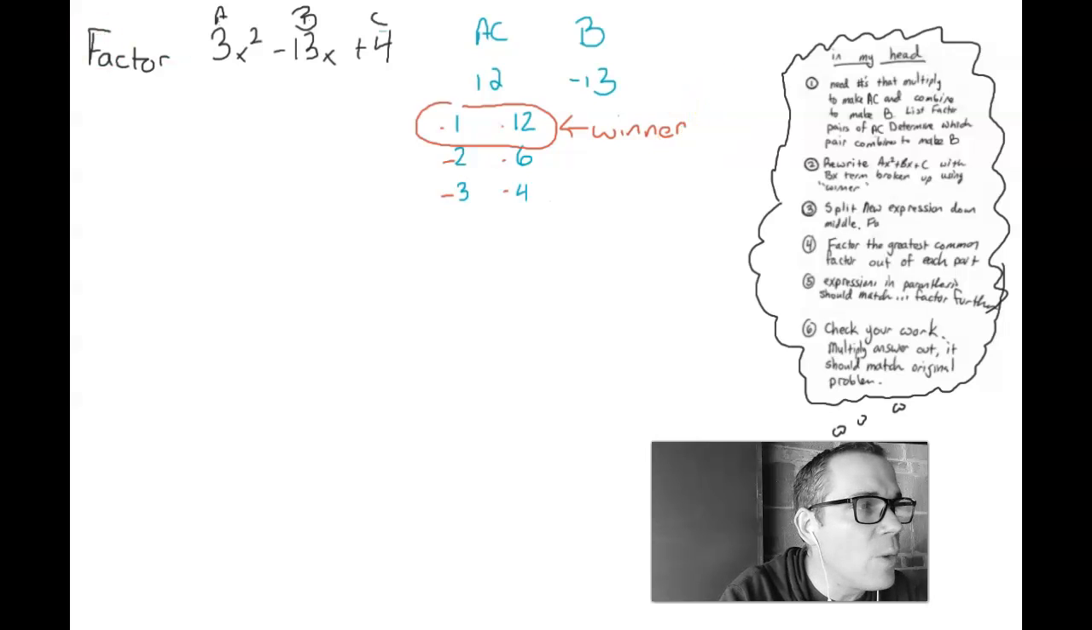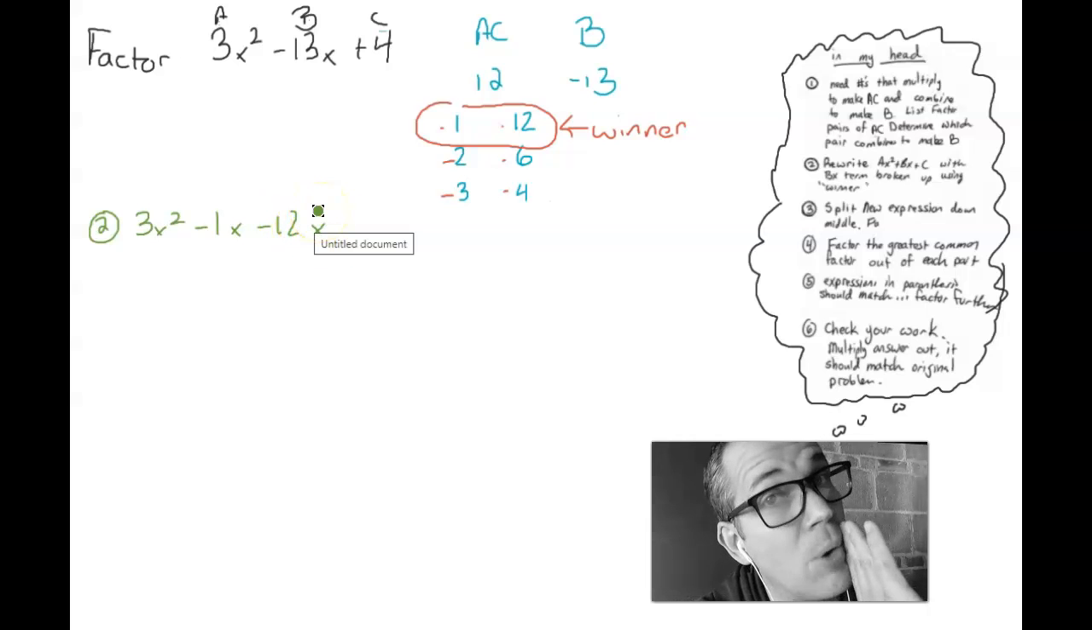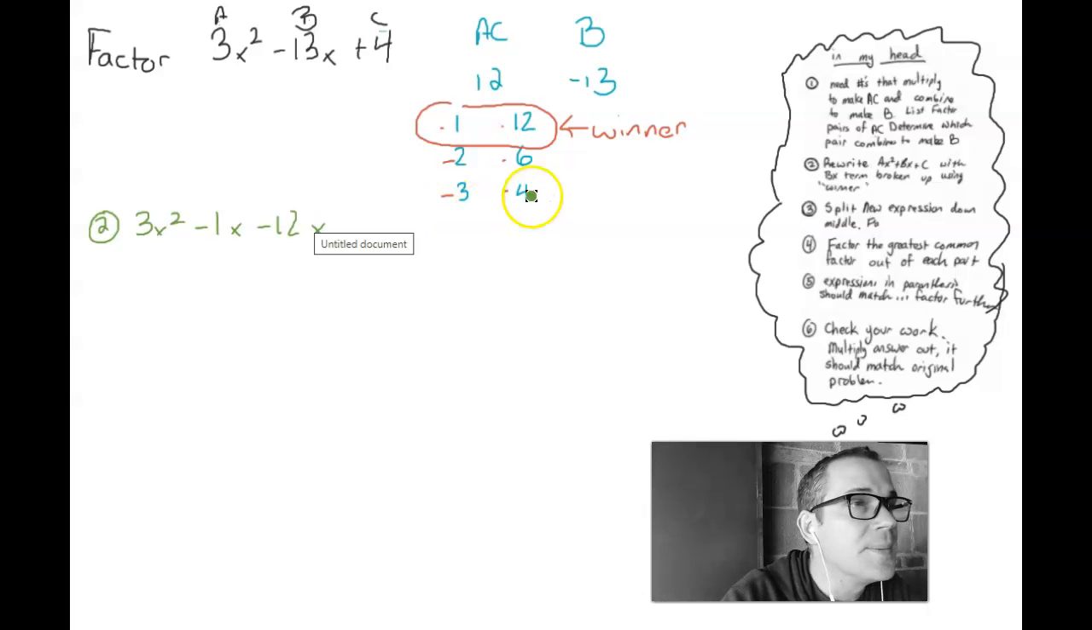As soon as you find that winner, we're ready for step 2, which is to rewrite this expression, but break up this middle term in terms of our winner itself. So I'm going to write down the 3x squared. I'm not going to write down negative 13x. I'm going to write down negative 1x minus 12x. Make sure you put an x on both. They both need the x. And then plus 4.